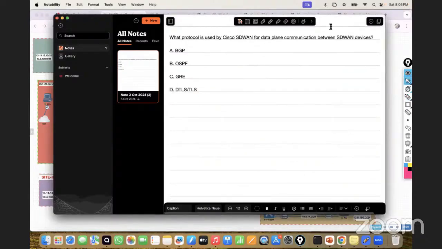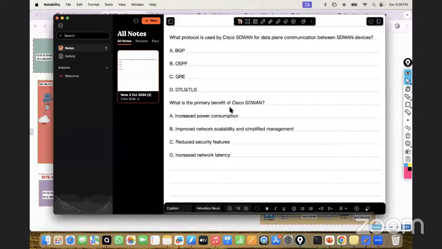Let me put a little bit tougher one. Okay, just a simple one again. What are the primary benefits of the Cisco SD-WAN? May I know what the primary benefits of Cisco SD-WAN are? Who is going to answer this? B, improve network scalability and simplified management. Very nice, superb. It's a correct answer.